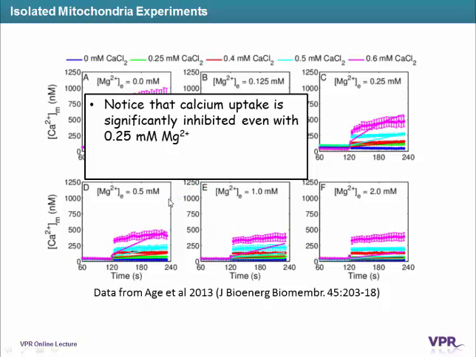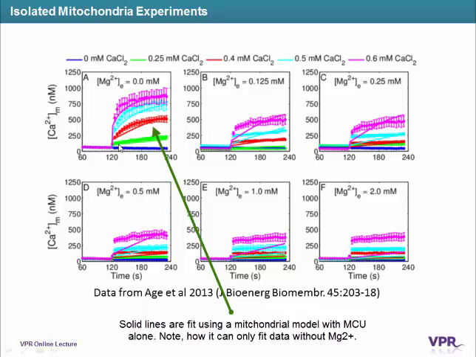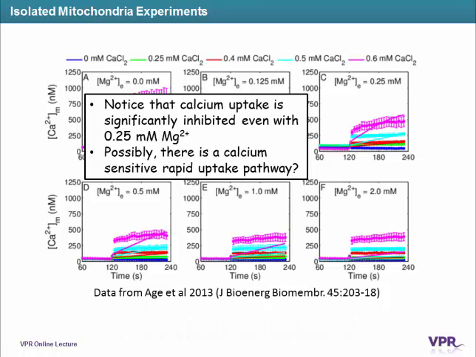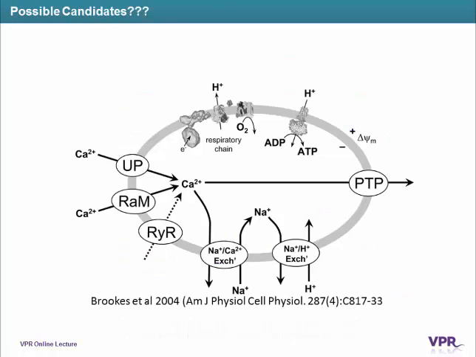You can see here that there are two components: a fast component and a slow uptake phase. Mostly the slow uptake phase is completely, or mostly, inhibited. So what does it suggest? Maybe there's another pathway that is not inhibited, or only partially inhibited, by magnesium and is rapid in characteristics. All right, so let's have a look.